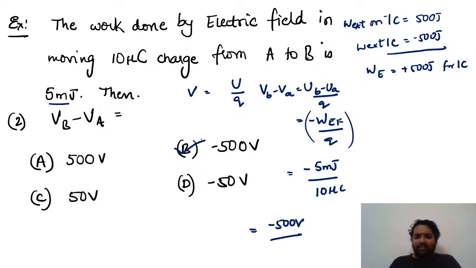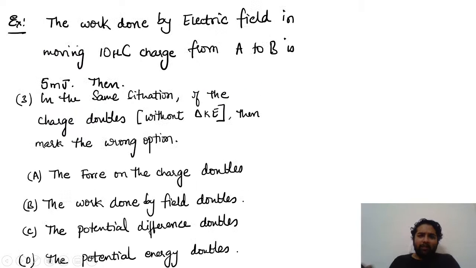Getting it? Yes, Sim24. Got it? Simple. Work done by the electric field, if you find out, negative of that by charge. Work done by the external force by charge. Understood? What is the work done by the electric field? It is 5 millijoules, which means negative of work done by electric field is minus 5 millijoules. And by charge is only potential difference. By 10 microcoulombs is the potential difference. Clear, guys? It's very simple.